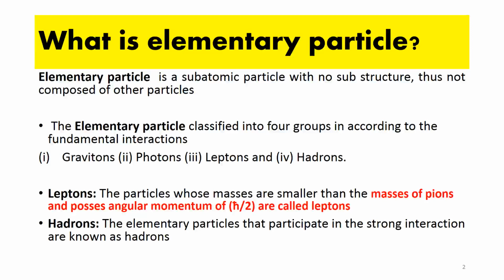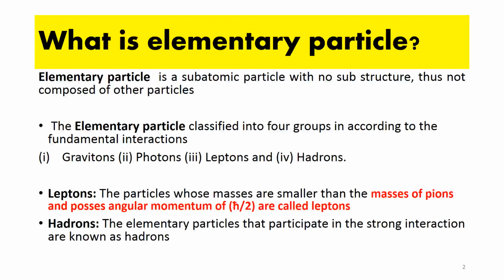Gravitons are the interacting particles in the gravitational interaction. Photons are the interacting particles in the electromagnetic interaction. Leptons are the interacting particles in the weak interaction, and hadrons are the interacting particles in the strong interaction.